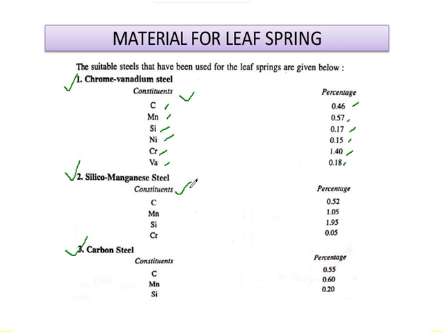What are the main constituents of silicon manganese steel? Carbon of 0.52%, manganese of 1.05%, silicon of 1.95%, chromium of 0.05%. What are the main constituents of carbon steel? Carbon of 0.55%, manganese of 0.60%, silicon of 0.20%. These are the various materials that are used for leaf spring.